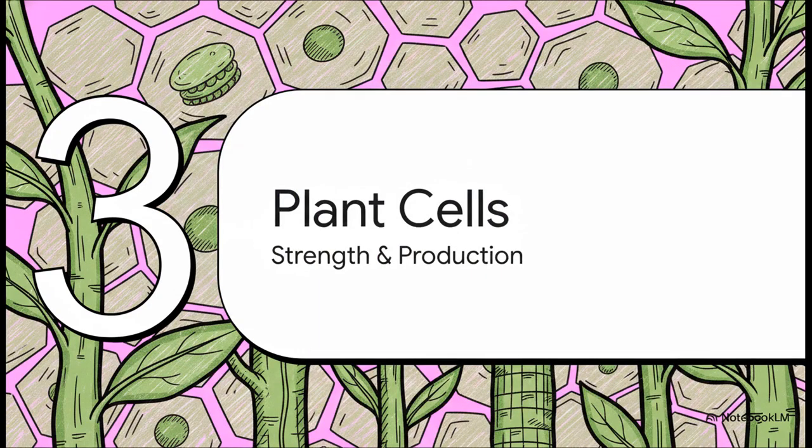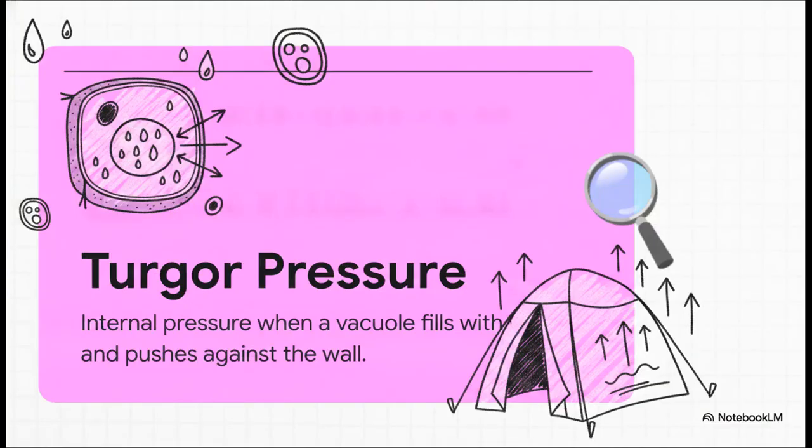Part 3. Plant cells. Strength and production. Let's look closely at plant cells first, and the brilliant engineering solutions they use to stay upright and alive without ever taking a single step. Because plants need to stay firm and upright, they add a tough, extra outer layer called a cell wall. But this wall doesn't just sit there doing nothing. Plant cells actively take in water, and as they do, they create something called turgor pressure.